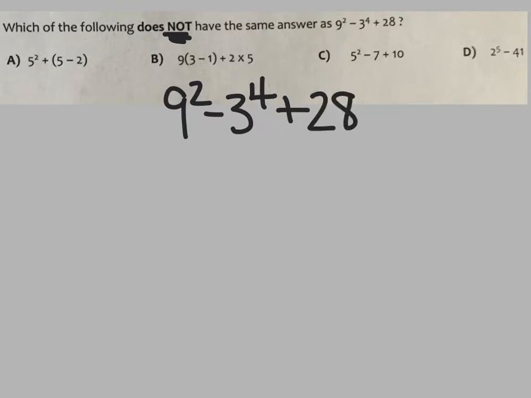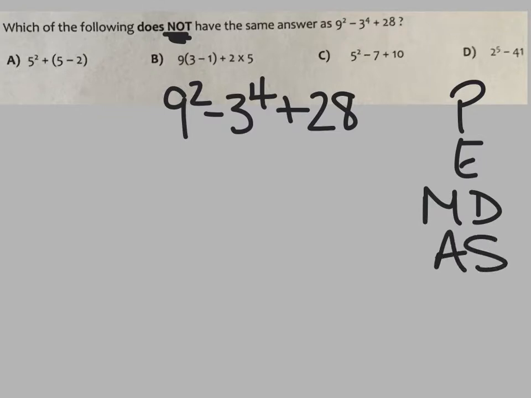When we are simplifying expressions, we use the order of operations. You might remember PEMDAS. PEMDAS tells us the first step in simplifying an expression is to resolve the parentheses. And here we don't have any. Next we do exponents, which we have 2.